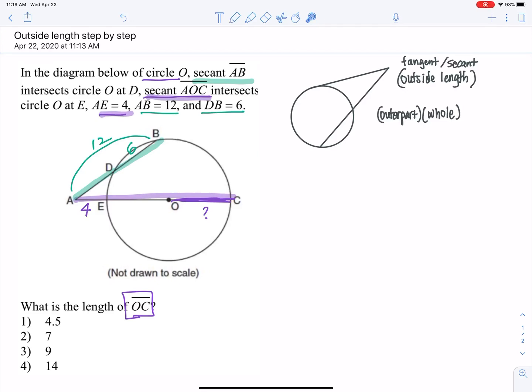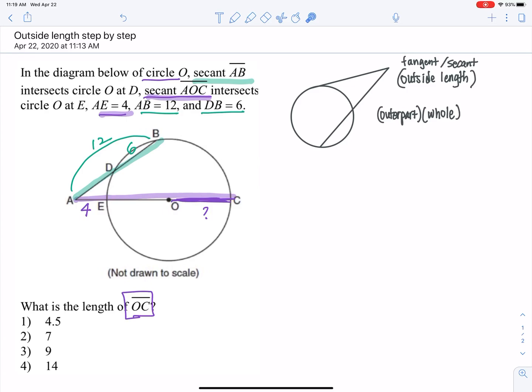Right now we're looking at a problem dealing with how to solve for a length involving outer lengths. Okay, so tangent and a secant. Okay, so let's look at the problem in the diagram below of circle O, secant AB.